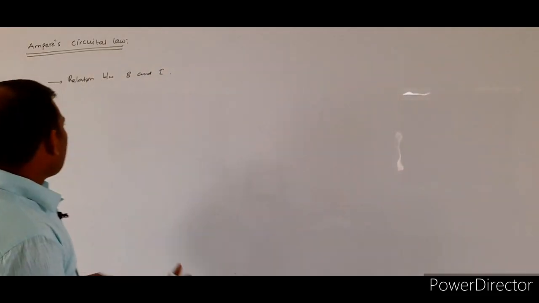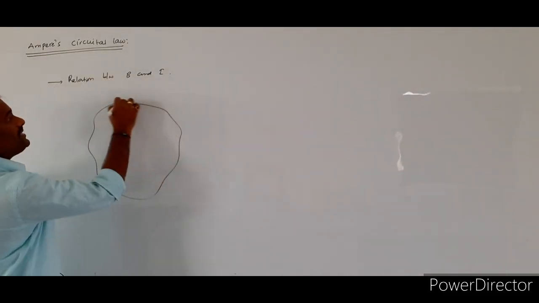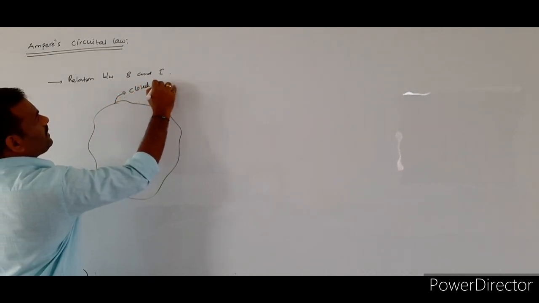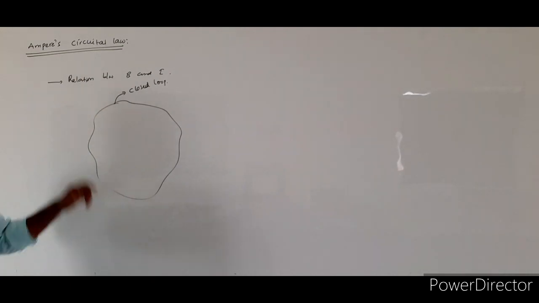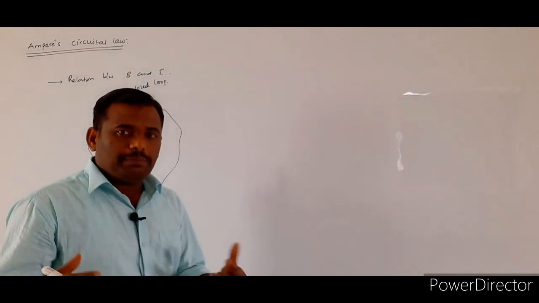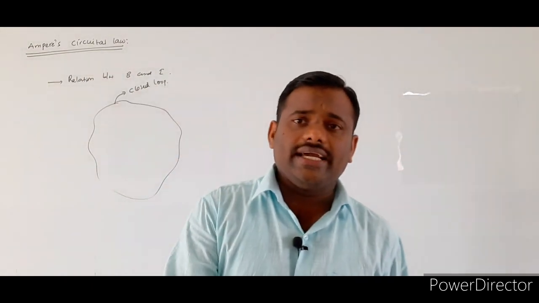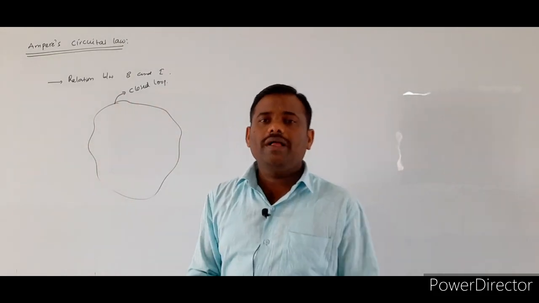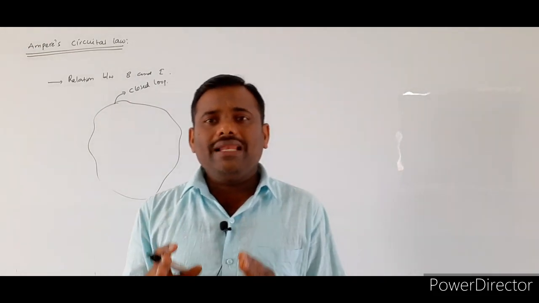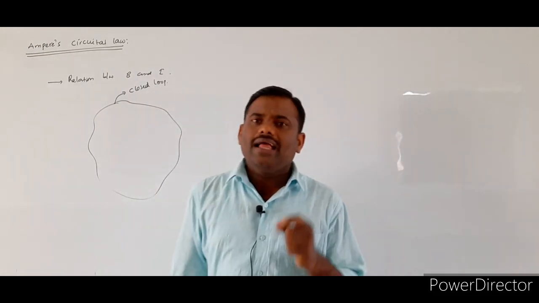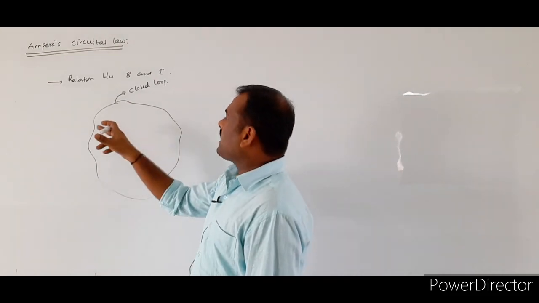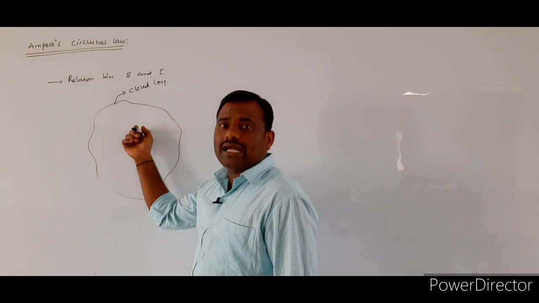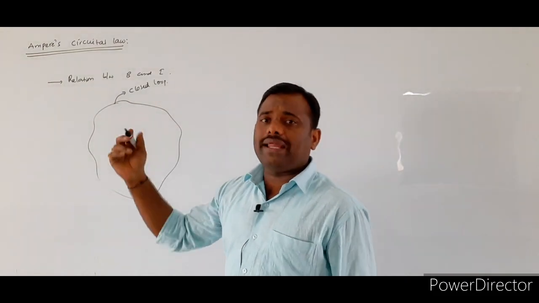See here, I consider any one closed loop. In this closed loop, we place different current carrying conductors. Whatever closed loop we consider, inside the closed loop we are placing multiple current carrying conductors. Some currents are passing into the plane of the paper and some of the currents in the conductors are coming out of the plane of the paper.